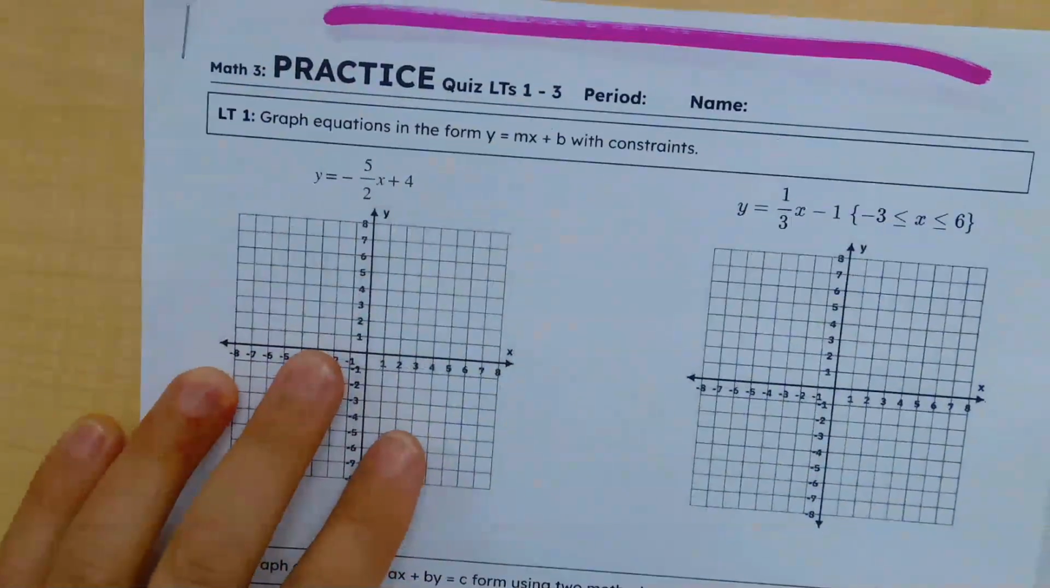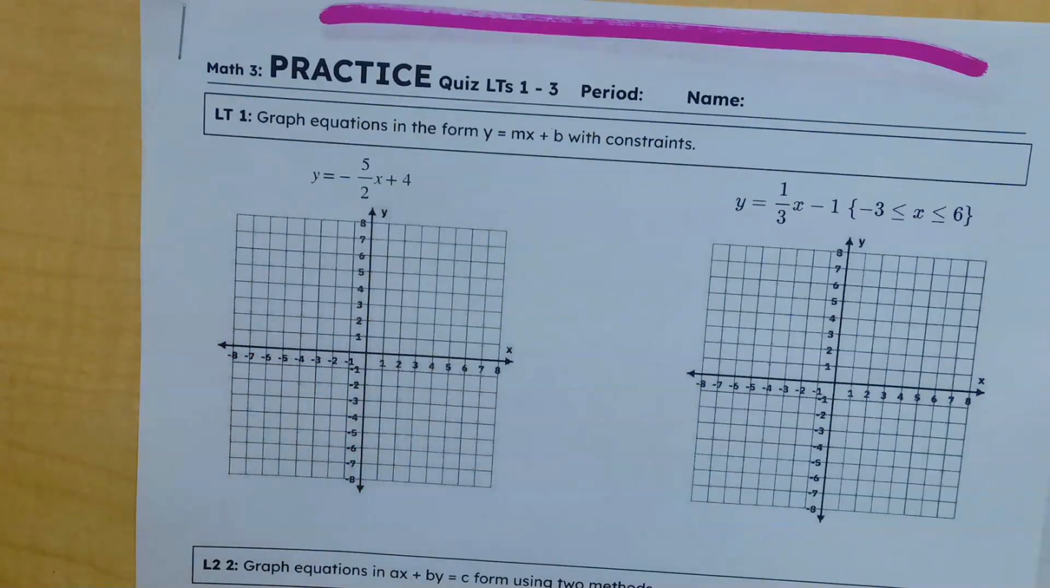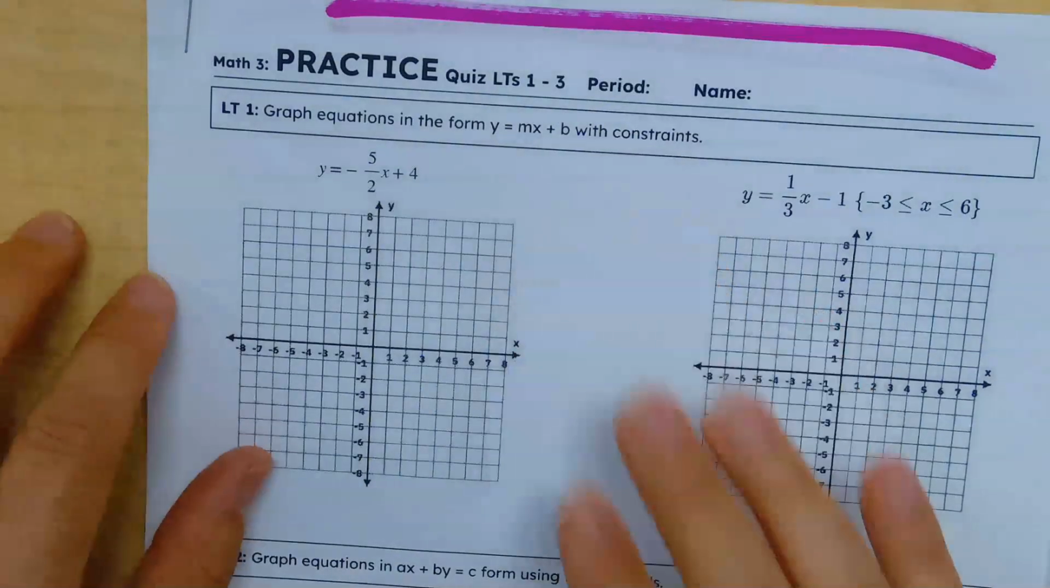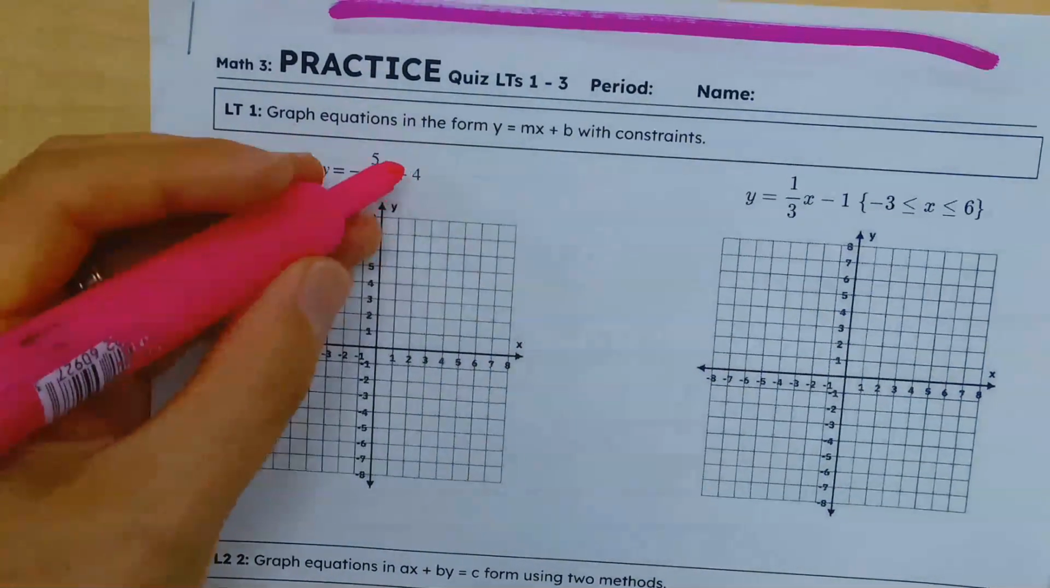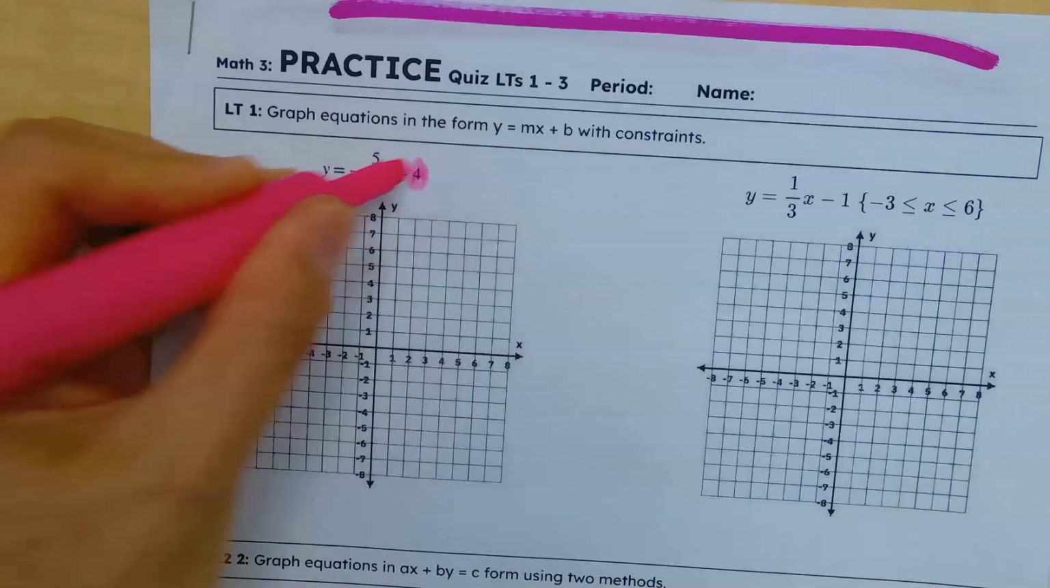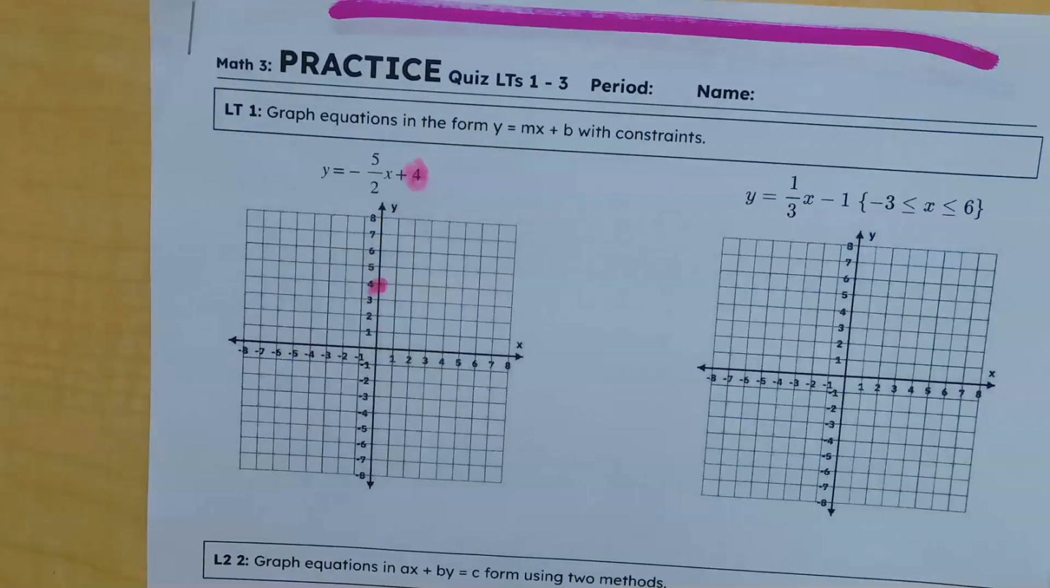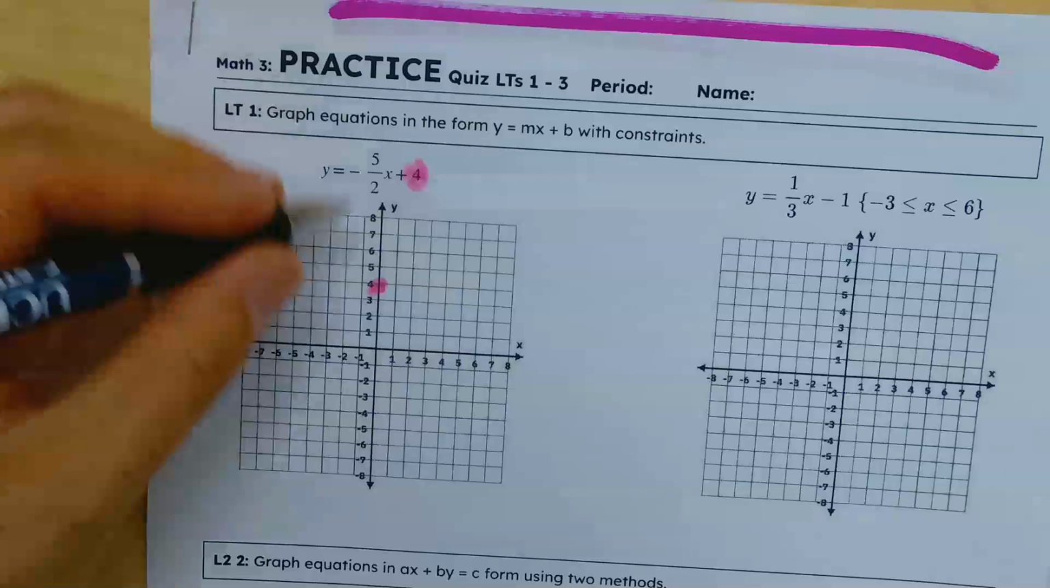Okay, we're going to go over the practice quiz for LT 1-3 right now. So the first thing I do on this here, we're going to graph the straight line. So we know the y-intercept is 4. So the very first thing is I'm going to put a dot here at 4.